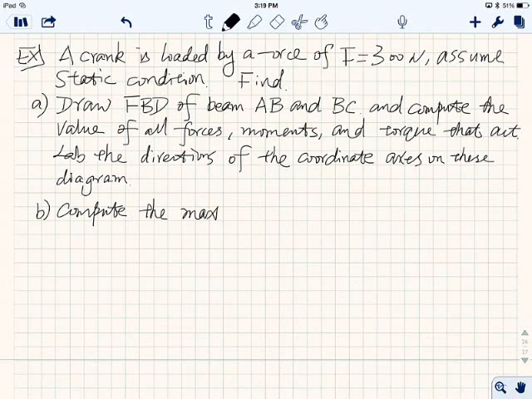So draw a free body diagram of AB and BC and calculate the value of all forces, moments, and torque that act. So basically the force on it, and also the moment on it and the torque on it. Label the directions of the coordinate axis on this diagram, because force, moment, and torque have directions. Force is a vector, moment is a vector, and torque is also a vector. So they have directions, okay?